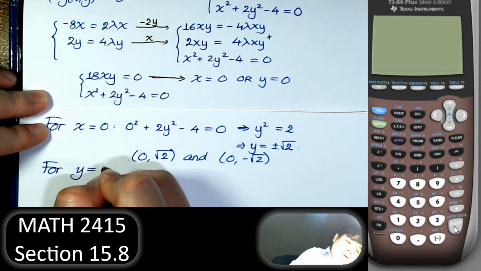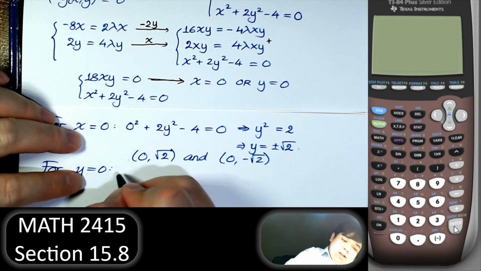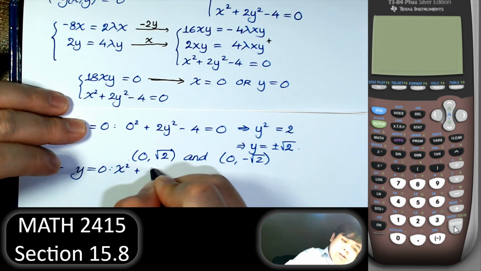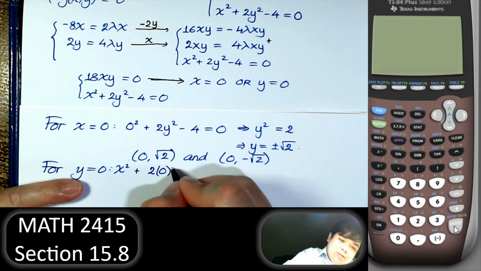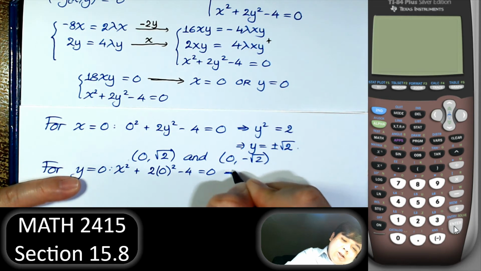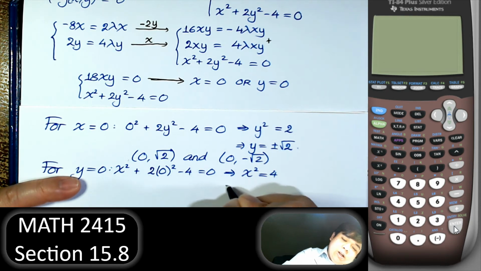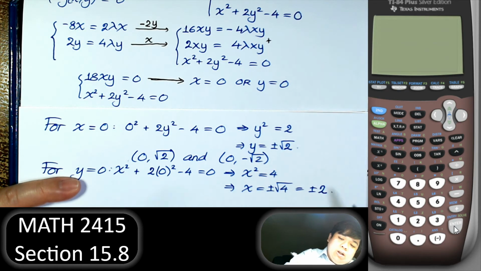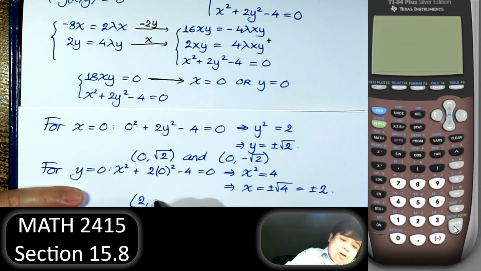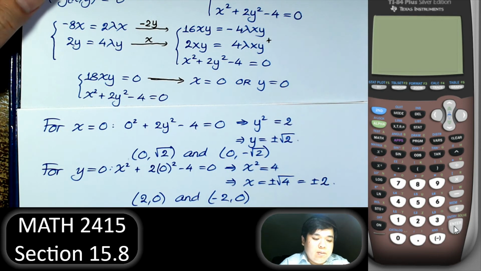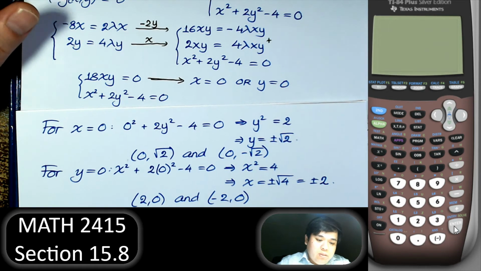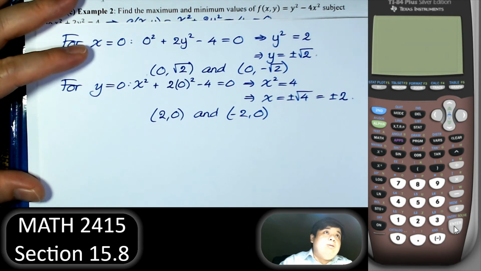Similarly, for y equal to 0, put 0 in for y. We have x squared equal to 4. So x equal to plus or minus square root of 4, which is plus or minus 2. So we have the points x equal to 2, y equal to 0, and x equal to negative 2, y equal to 0. And then we put them in the table to find the maximum and minimum.